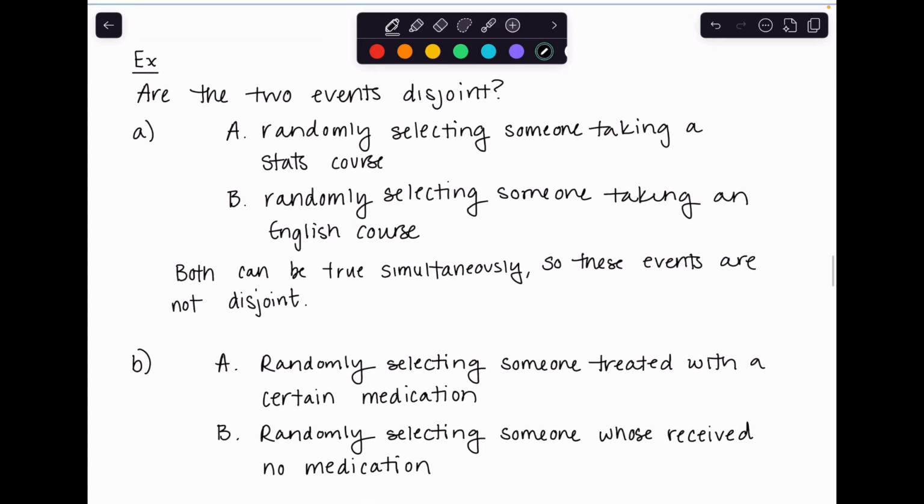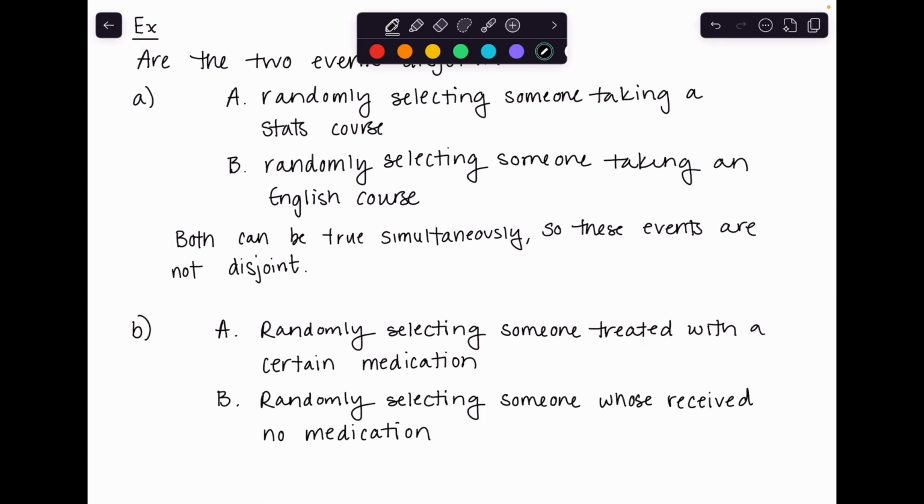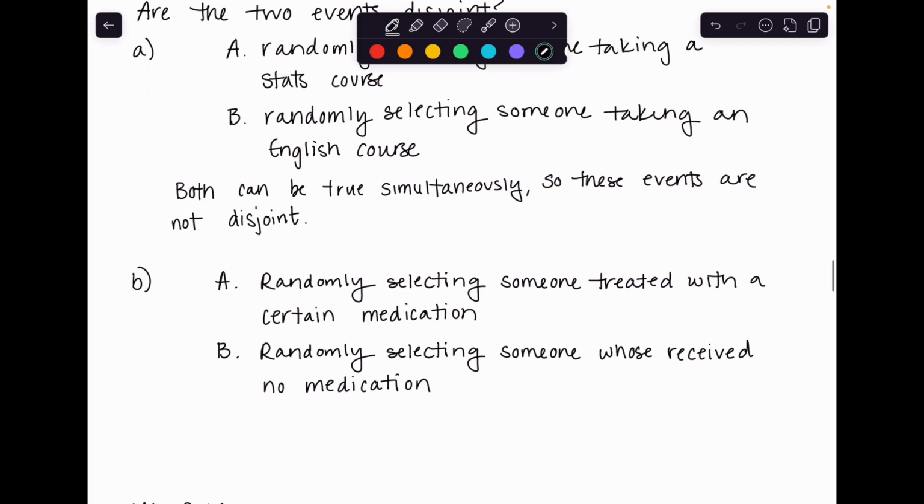If I think of this next example instead, if I randomly select someone treated with a certain medicine, and I randomly select someone who received no medication, it's impossible for you to be treated with a medication and receive no medication at the same time. That can never occur. If you're getting no medication, you wouldn't be in that first group. Likewise, if you are getting a certain med, there's no way you're not receiving any. So it's impossible to receive meds and receive no meds at the same time.